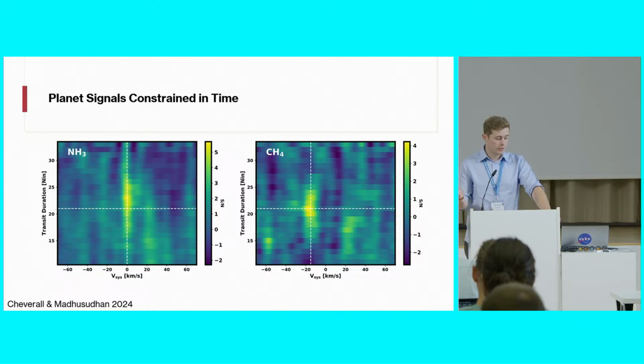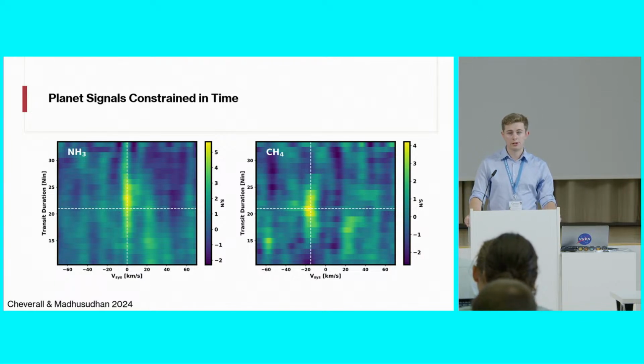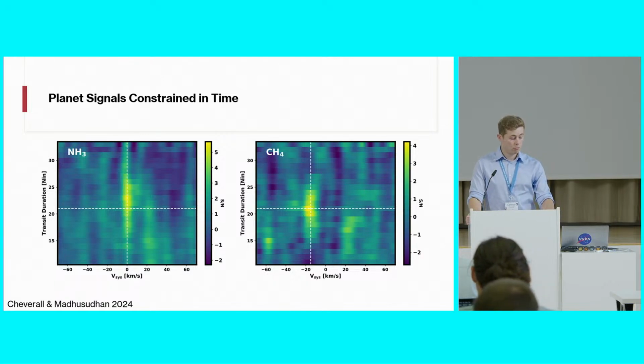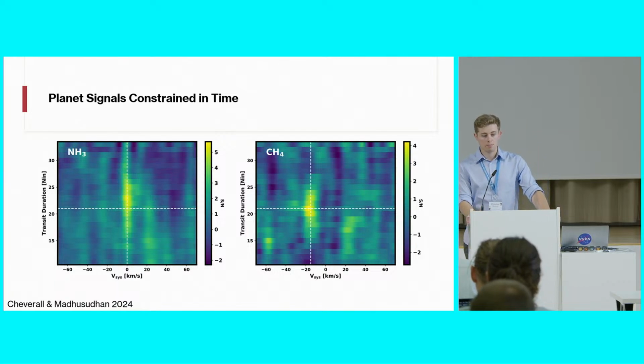Well, one thing I tried was to measure the transit duration of the signal, on the basis that a planet signal should be constrained in time, whereas the others probably shouldn't be. And it seemed to work. We managed to get peaks for ammonia and CH4 at the correct transit duration of the planet. A big caveat to this is the RM effect, which means for molecules such as water, which might exist in the M-dwarf star, signals could mimic this sort of constrained in time behavior.